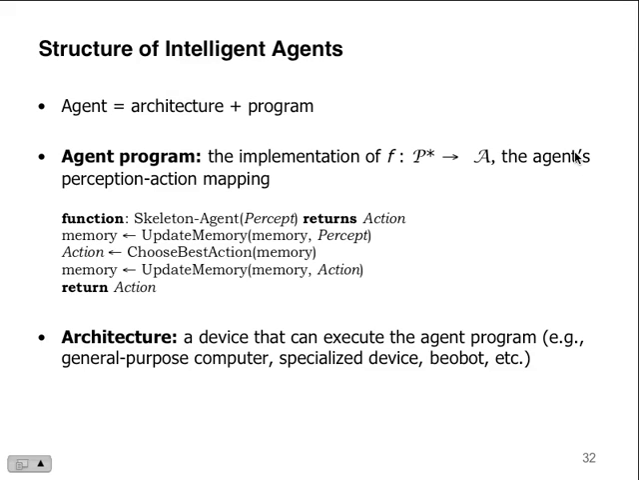So, the structure of the intelligent agent. The agent equals the architecture plus the program. The architecture is going to be the hardware or the foundation it's going to work with. Agent programs are implemented using the percept action mapping. And the percept action mapping is going to give us our reactions.